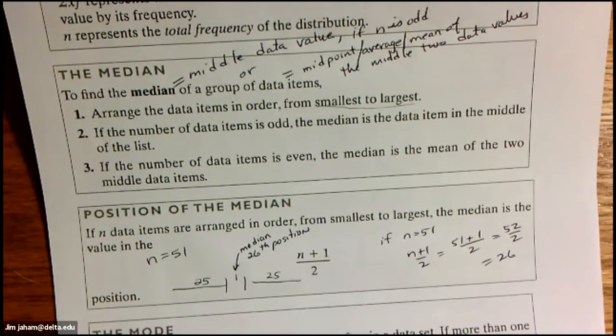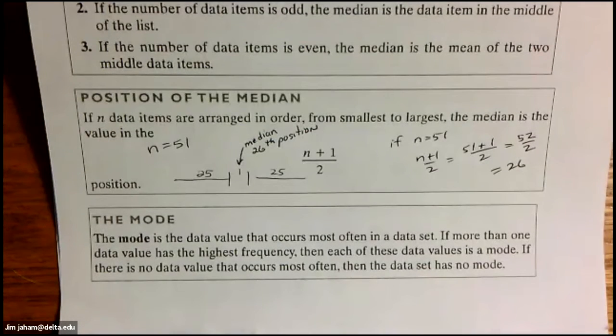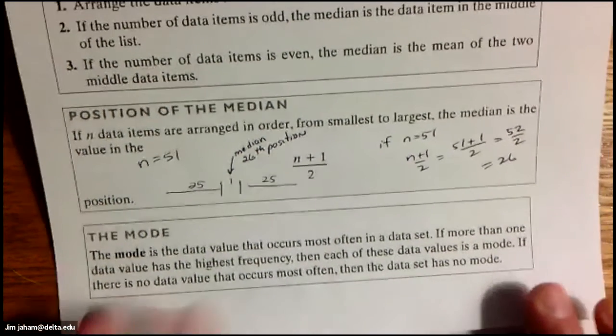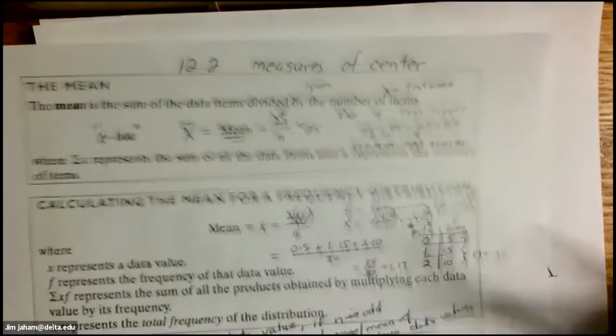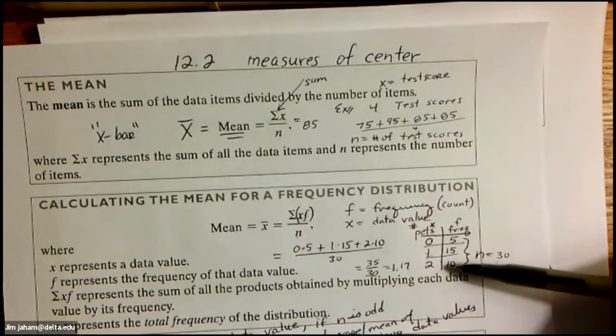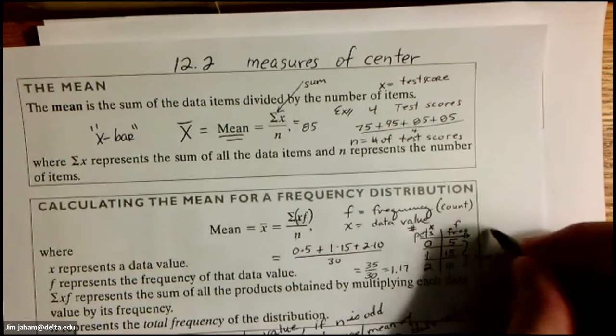The mean is the arithmetic average. It's like calculating your test scores. The third one is the mode. The mode is the most frequently occurring data value, the most popular one. Up here, if we had 5 zeros and 15 ones and 10 twos, the data value that appears most often is 1. So 1 is the mode.